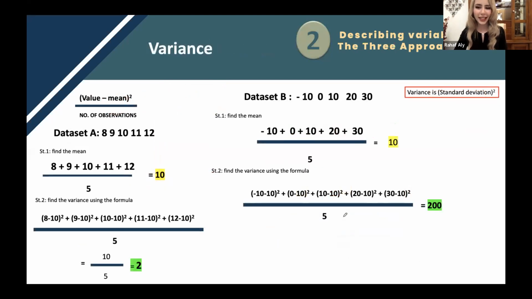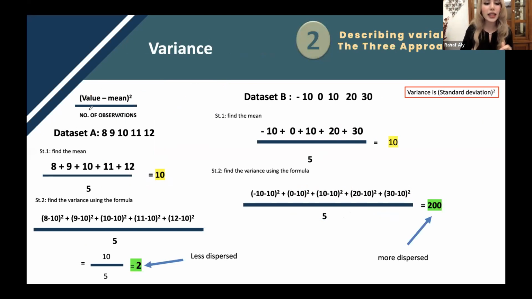Now let's move to variance. Variance might seem a little bit hard at the beginning, but once you learn about it, it's really easy. So the variance is the standard deviation squared, but it's also taking each value and subtracting the mean, squaring it, and dividing it by the number of observations. Now look at these two data sets.